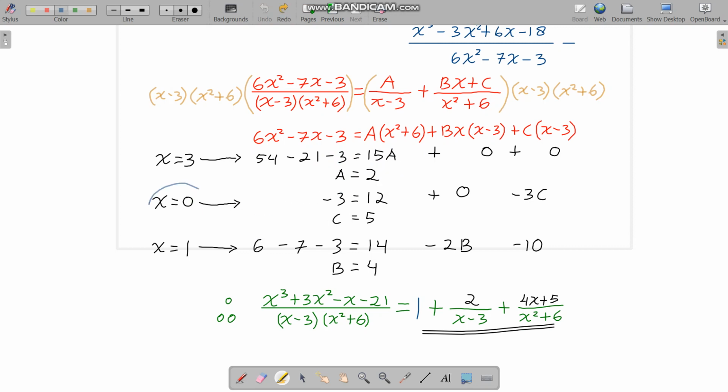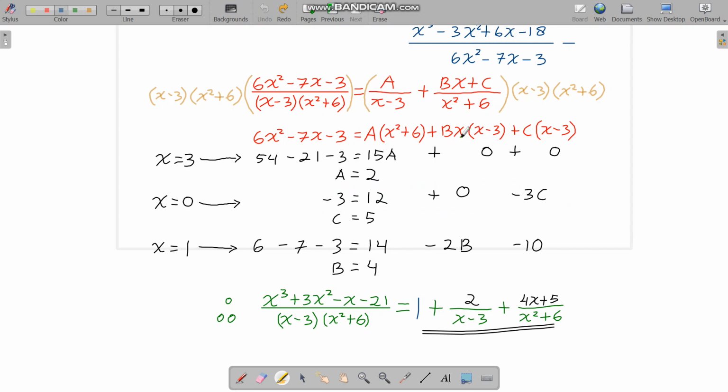Now we plug in 0, you know the a already, so when we plug in 0, it's just minus 3. Plug in 0, we have 6a, but the a is 2, so 6 times 2, that's 12. Plug in 0, this is 0, and this is minus 3c, so we solve this, the c must be 5. 12 minus 15 is minus 3, so c equals 5.